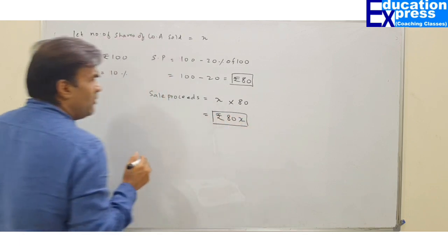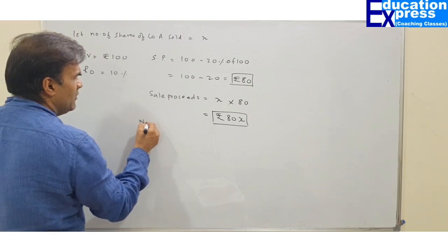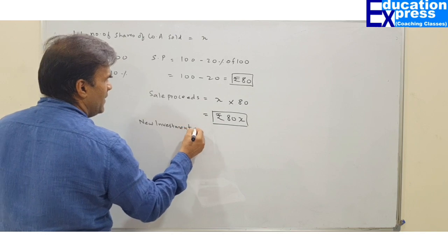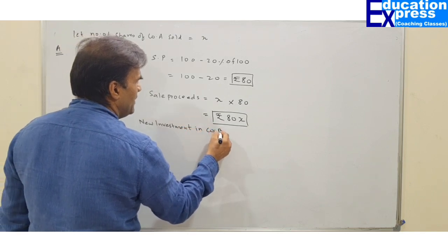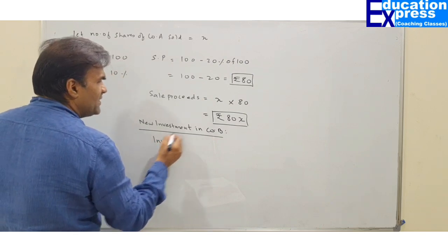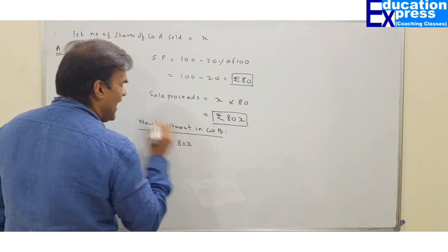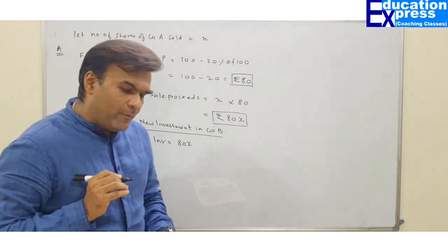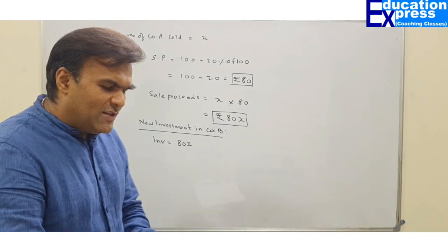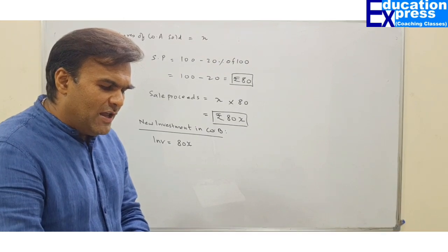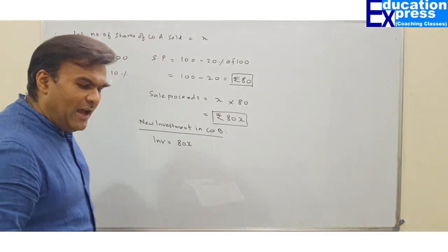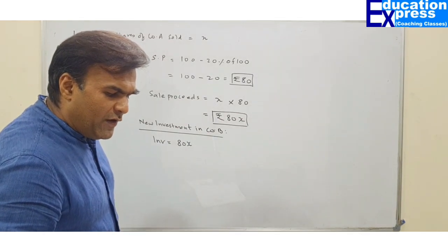Fabulous. What about his new investment? Sir, new investment in company B. Can you tell me how much is the amount invested? So amount invested is 80x. Let us read further. They say that he sells a certain number of shares of this company at a discount of 20% and invests the proceeds in rupees 100 shares at rupees 60 of a company.